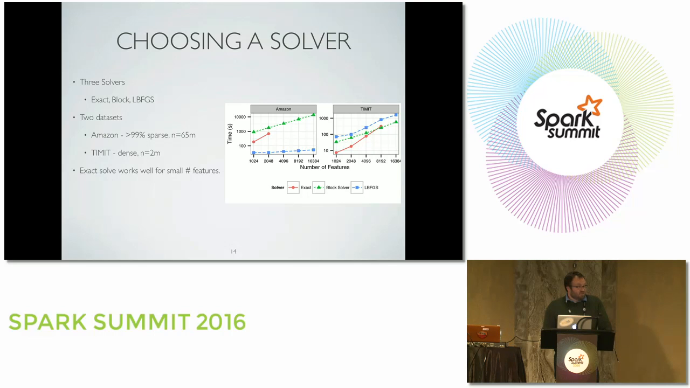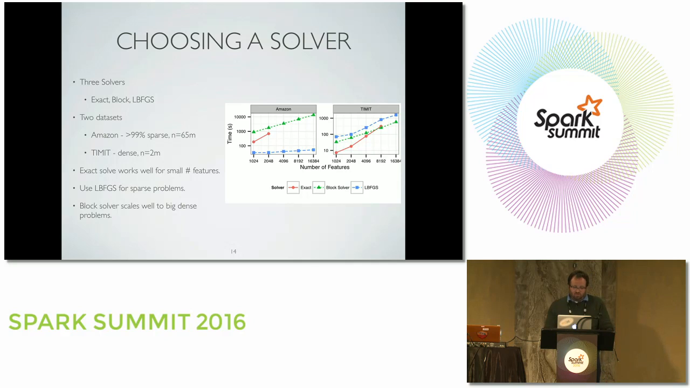The big takeaway from this graph is that the exact solve works well for a small number of features, particularly in the dense case. So if you're under about 4,000 features, no reason to use one of these iterative approximate algorithms. Just take one pass over the data set and do QR on it. But for sparse problems, this LBFGS algorithm and other accelerated gradient methods are going to work much better than your dense algorithm. So this block solver is particularly well suited for dense problems, but on the sparse problem, it's 2 orders of magnitude slower.